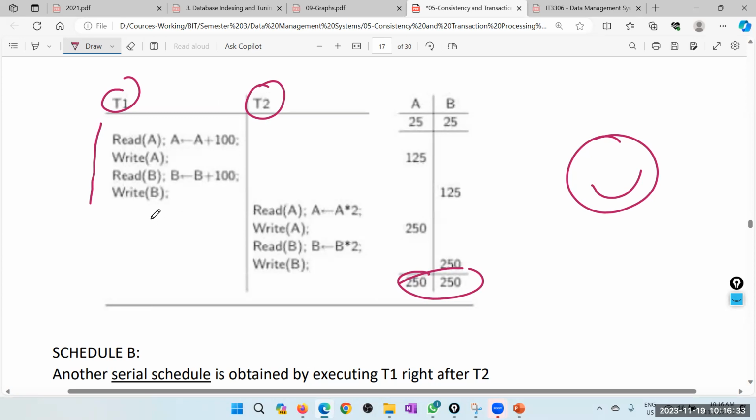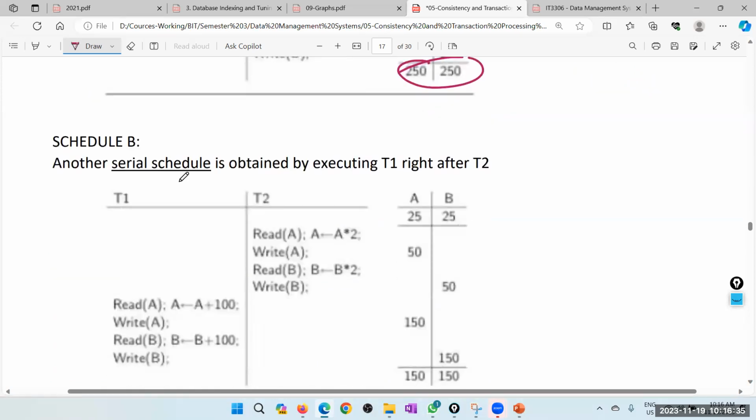Right. So let's assume that we went for the other serial schedule. That is, first we run T2, then we run T1. Remember, the starting balance is the same, 25, 25. Now we are doing transaction 2 first.